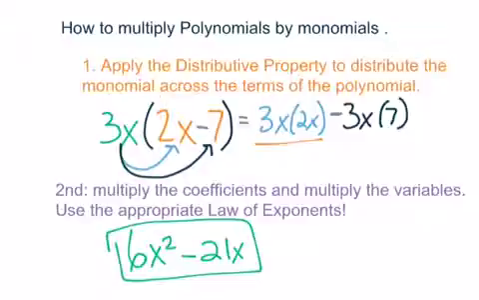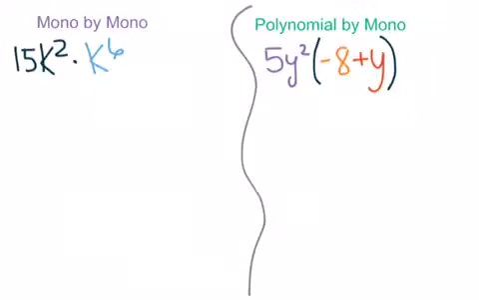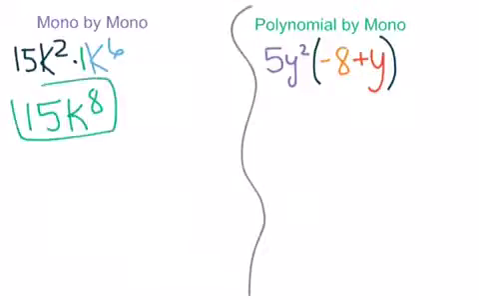Remember, we're using the laws of exponents. When we're multiplying exponents, we're adding them. When we're dividing them, we're subtracting them. Okay, so let's do a monomial by monomial here. So again, we're going to multiply our coefficients first, then our exponents. So 15 times the implied 1 that's right here is going to be 15. k squared times k to the 6th is going to be k to the 8th. They have the same base, so we can add those exponents.